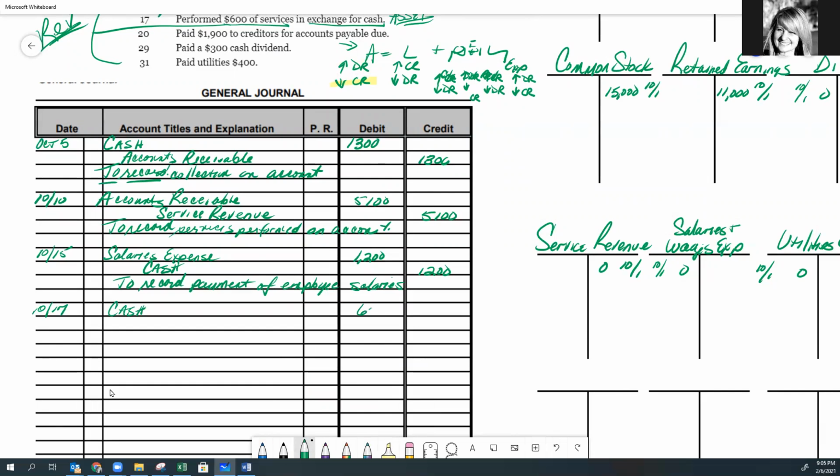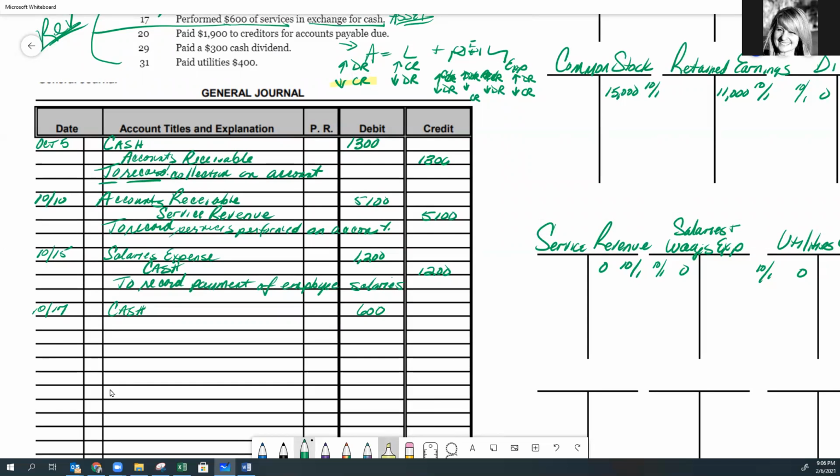Again, all assets behave exactly the same way. So when we debit any asset, doesn't matter which one it is, it's going to make it increase. If we credit it, it will make it go down. So we have now made our asset cash increase with a debit, and we have provided services.